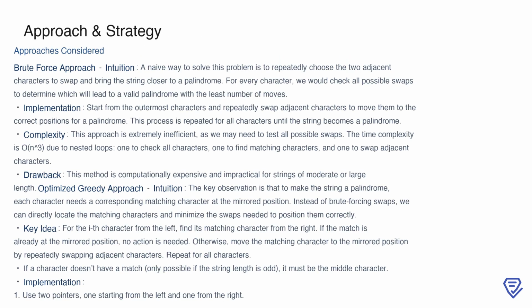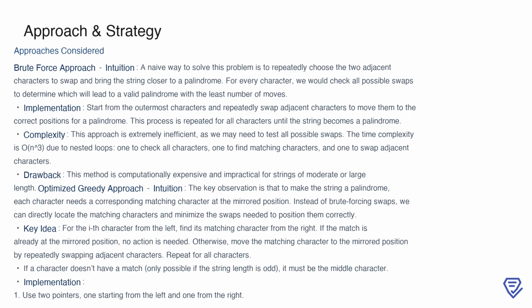To tackle the problem of transforming a string into a palindrome with the minimum number of moves, we first consider the brute force approach. The intuition here is straightforward. For each character in the string, we repeatedly swap adjacent characters to bring them closer to their mirrored positions. Starting with the outermost characters, we check all possible swaps to ensure that the string gradually becomes a palindrome. However, this method is highly inefficient. The nested loops used for character checks, finding matches, and performing swaps result in a time complexity of n cubed. This makes it impractical for strings of even moderate length. The drawback lies in the sheer number of operations required, making it computationally expensive.